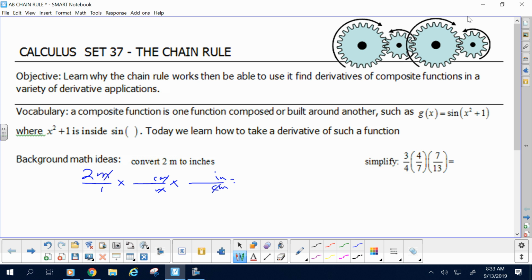Think of it like this: this gear isn't directly touching this gear, but I think you'll agree that as this one turns this way, it causes this one to change that way, which causes that one to move that way, and that one to move that way.